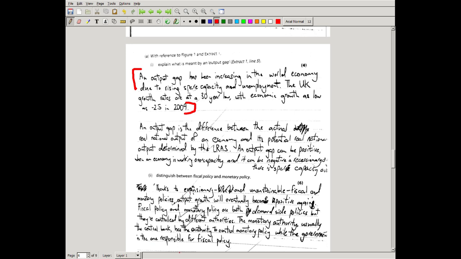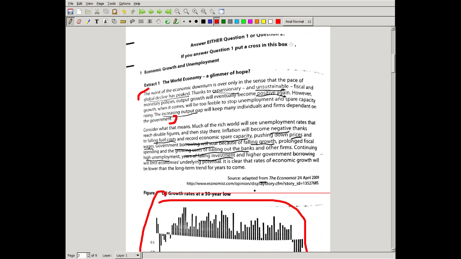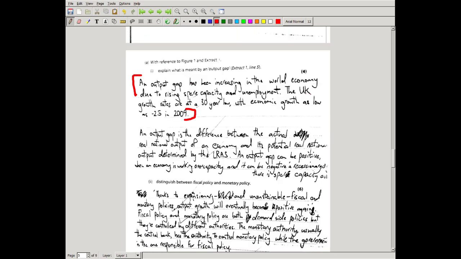It doesn't really matter. So the output gap has been increasing in the world economy due to rising spare capacity. That is not something I'm making up. That is obviously mentioned in the paragraph itself. If you go up there to extract 1, the first paragraph, this mentions right there the increasing output gap, from here to here. You can also read the second paragraph. It also mentions the output gap and how it relates to your answers. Output gap has been increasing in the world economy due to rising spare capacity and unemployment.